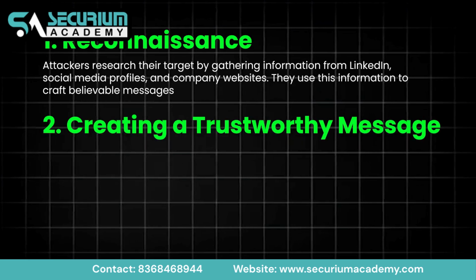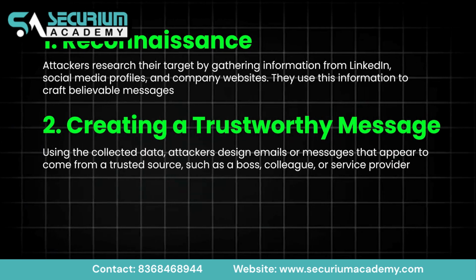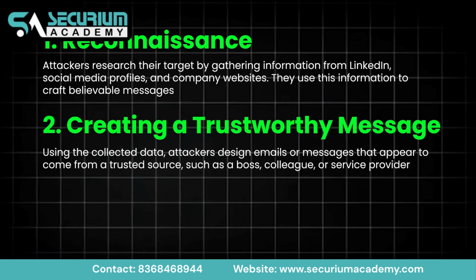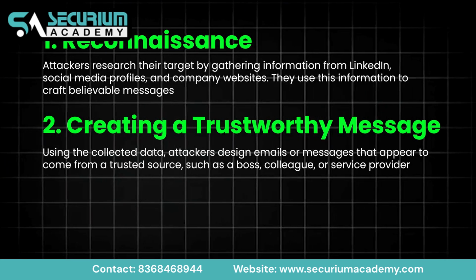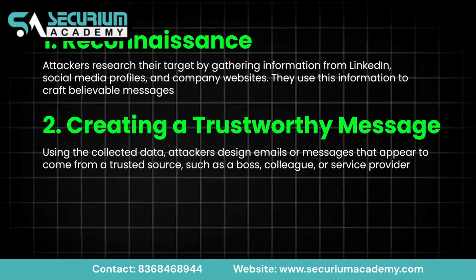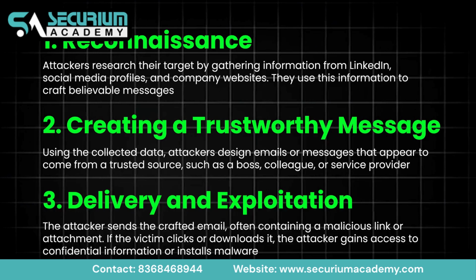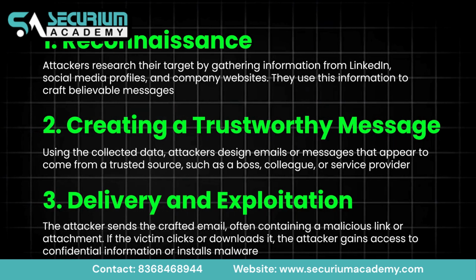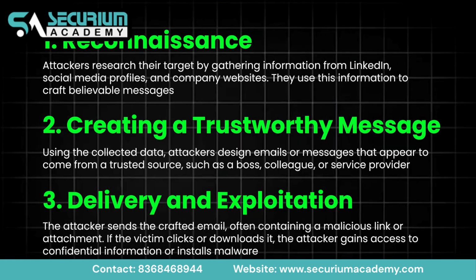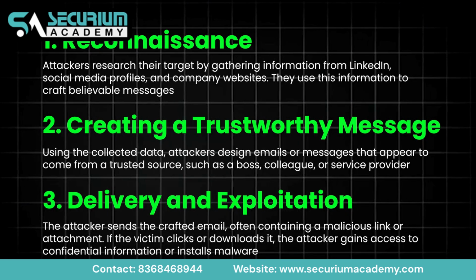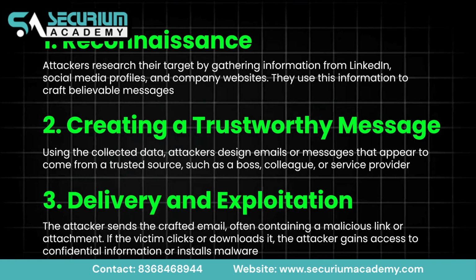Number 2. Creating a trustworthy message. Using the collected data, the attacker designs emails or messages that appear to come from a trusted source such as a boss, colleague, or service provider. Number 3. Delivery and exploitation. The attacker sends the crafted email, often containing a malicious link or attachment. If the victim clicks or downloads it, the attacker gains access to confidential information or installs malware.